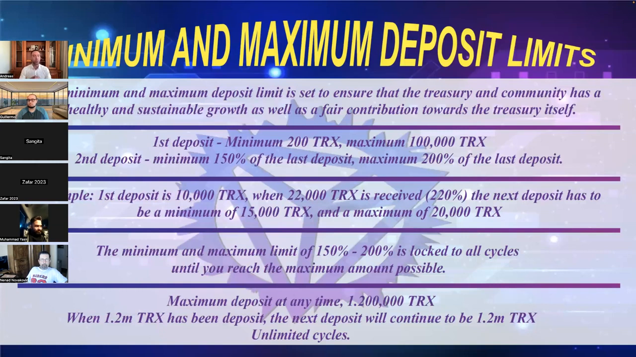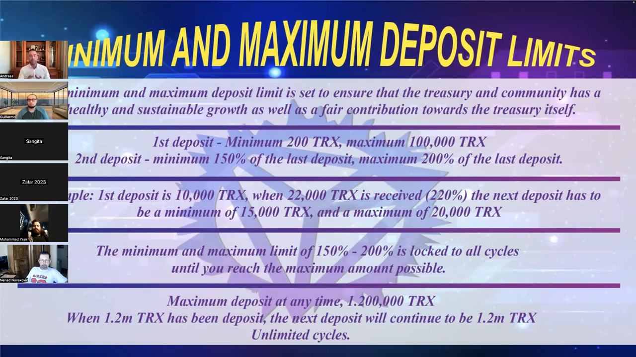Once you have received your 220%, you will need to make a second deposit to continue to receive. Now, your second deposit needs to be minimum 150% of the last and a maximum of 200% of the last. So, for example, if you put 10,000 TRX, when 22,000 has been received, which is the 220%, the next deposit has to be a minimum of 15,000 TRX or a maximum of 20,000. So anywhere between 15 and 20. But you cannot go lower or you cannot go higher than those 150 to 200.